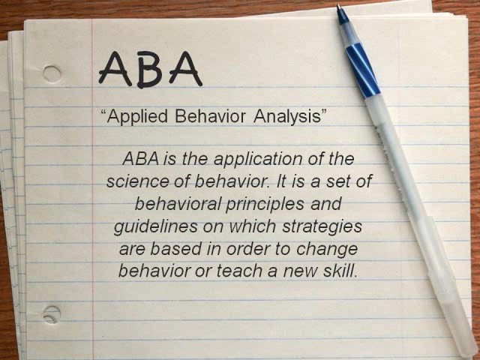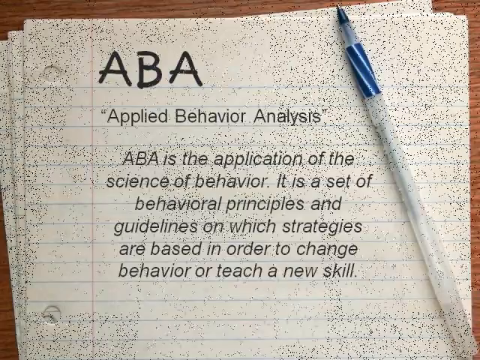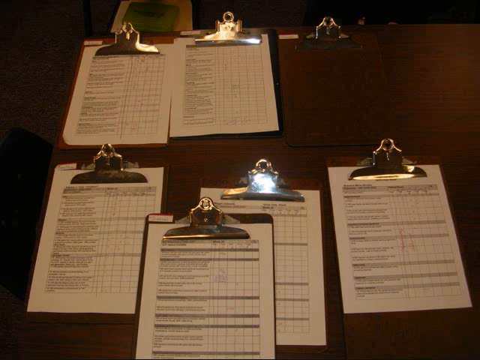ABA, Applied Behavior Analysis. ABA is the application of the science of behavior. It is a set of behavioral principles and guidelines on which strategies are based in order to change behavior or teach a new skill. Now, ABA is a foundation or a framework and is not a specific teaching method. Some people use ABA synonymously with discrete trial training, but they're not the same. ABA is the science on which specific teaching methods like discrete trial training are based.